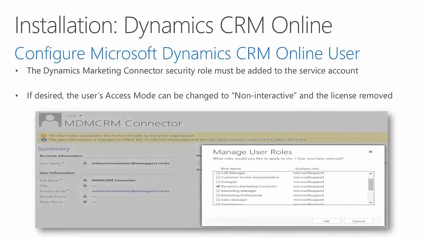Once the service account has been created in Office 365 and assigned a CRM license, it will be made available within CRM. With the solution now imported, the user record should be opened within the Security or Administration area under Settings, depending on which CRM version is being used. Once the user record is opened, the Dynamics Marketing Connector security role should be given to the user, and the access mode at the bottom of the user page can be changed to non-interactive. Non-interactive users do not require a CRM license, so the license can now be removed from the account in Office 365 if desired.